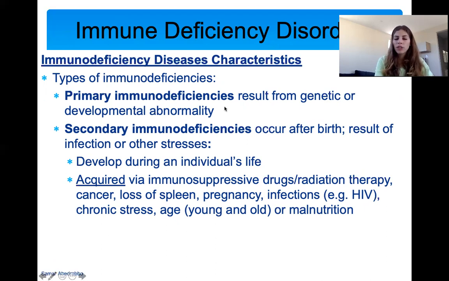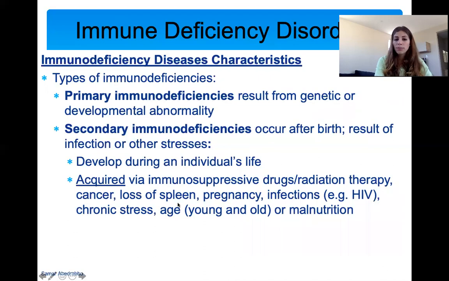Secondary immunodeficiencies are immunodeficiencies that develop during a person's lifetime. And you can develop a secondary immunodeficiency by so many different things. So if you take immunosuppressive drugs, radiation therapy, a lot of people who have cancer and do radiation therapy or chemotherapy for cancer have secondary immunodeficiencies because these drugs really eat away at your immune system.